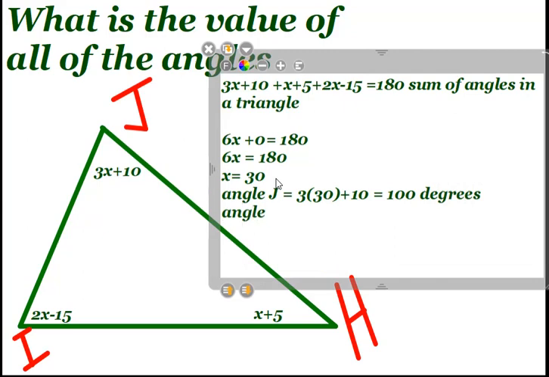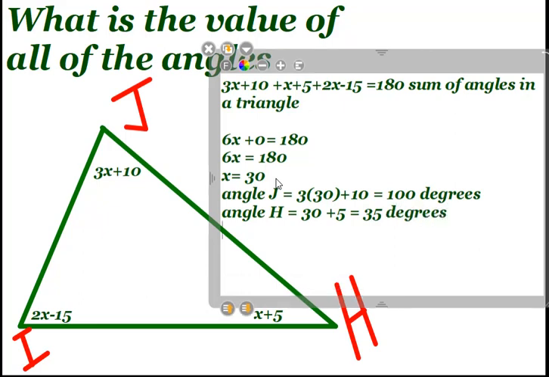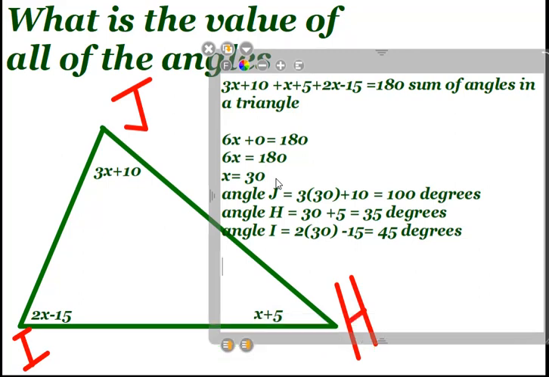Angle H is equal to x, which is 30, plus 5, which is 35 degrees. Then we have angle I equal to, and we substitute x for 30, so 2 times 30 is 60, minus 15 is 45 degrees. And so we are done, but we really need to always check if our answers are correct.